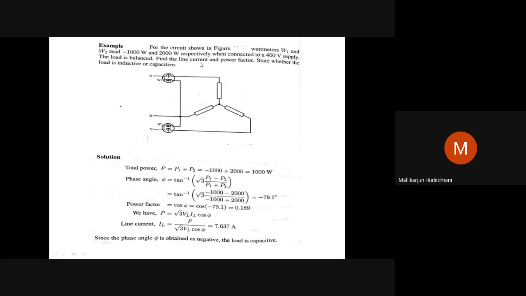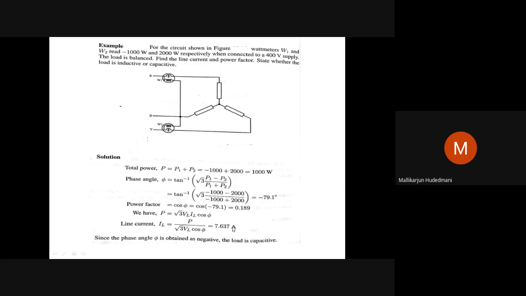Where do you get line current? Total power is root 3 VL IL cos phi. In that, IL I want to calculate. For that I use this equation: P equal to root 3 VL IL cos phi. Cos phi is known to me here. VL is also given, 400. P is also known, just 1000. What is not known is only IL. Hence, to get IL, I use the equation: P divided by root 3 VL cos phi.